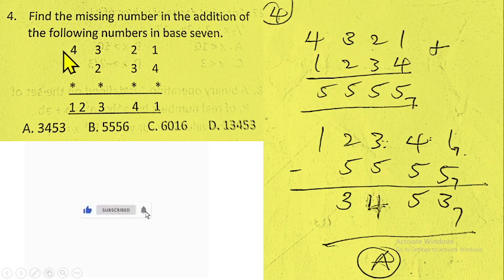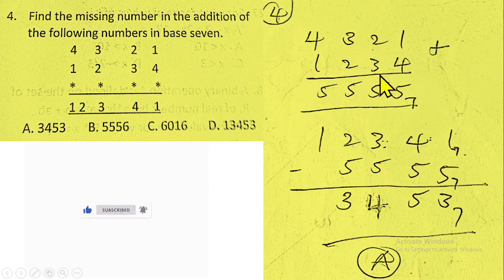Since these numbers are added together to give us this, all you need to do is add this and this together. That's what we have done here. 4 plus 4, 1 plus 4 give us 5 in base 7. 2 plus 3 give us 5 in base 7. 3 plus 2 give us 5 in base 7. 4 plus 1 will give us 5 in base 7 as well.